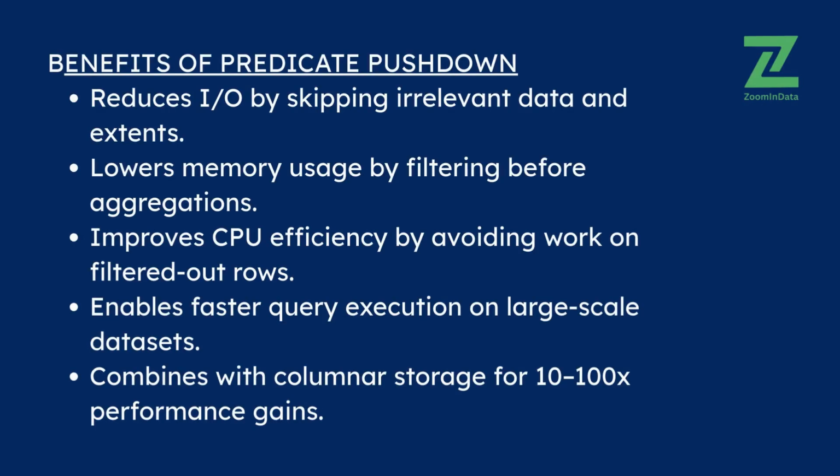The benefits of predicate pushdown are huge. It reduces I/O by skipping irrelevant data and extents. It lowers memory usage by filtering before aggregations. It improves CPU efficiency by avoiding work on filtered out rows. It enables faster query execution on large-scale datasets. It combines with columnar storage for 10 to 100x performance gains. This is why you can write a simple where clause on a billion-row table and still get sub-second results.